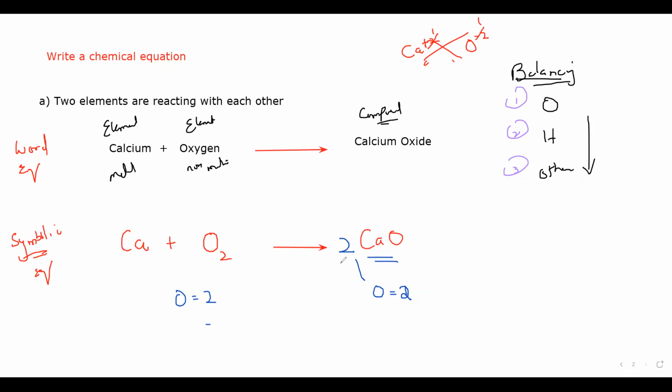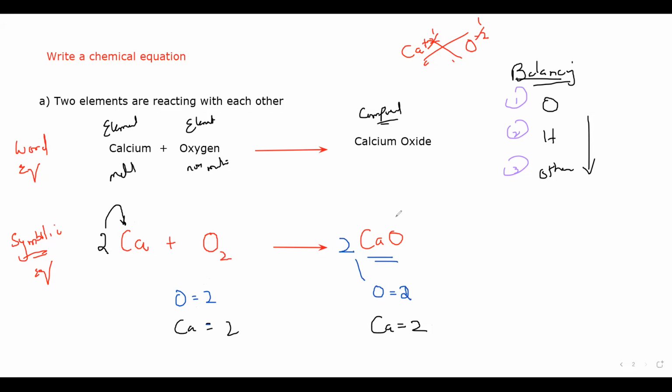Is this part clear? Yes, sir. Then about the calcium, because we now have 2 molecules of calcium oxide, how many calcium are there on the right hand side? 2. So how many calcium should be there on the left hand side? It should be 2, but we have 1 here. So if I put 2, it means now I have 2 calcium atoms. So when 2 calcium atoms react with 1 molecule of oxygen, it will give 2 molecules of calcium oxide.